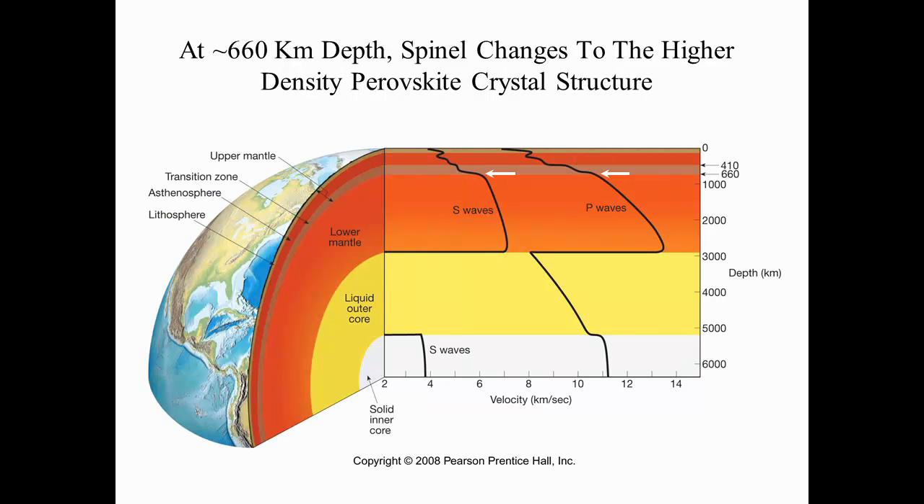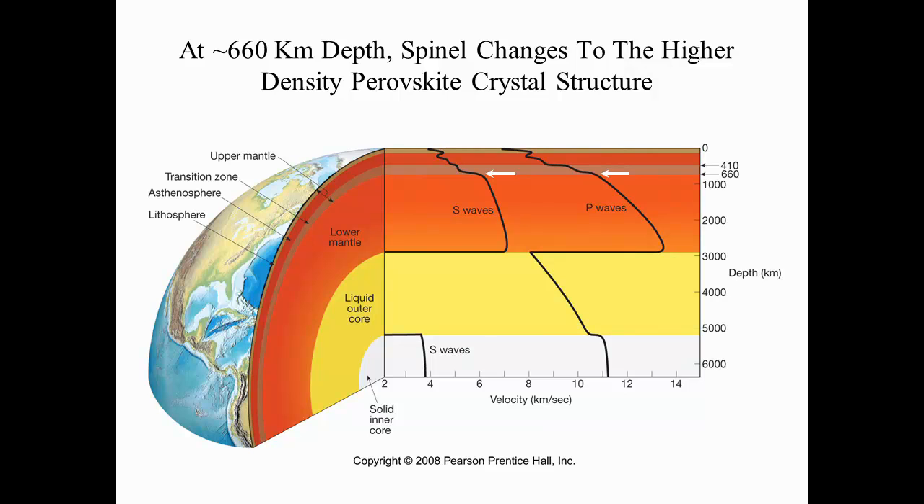At the deeper transition zone, which occurs at a depth of around 660 kilometers, spinel changes to a higher density crystal structure known as perovskite. And that accounts again for the abrupt increase in both S waves and P waves at 660 kilometers depth.